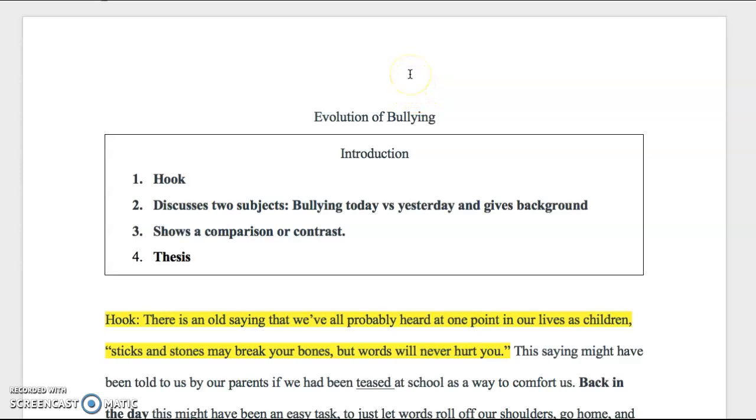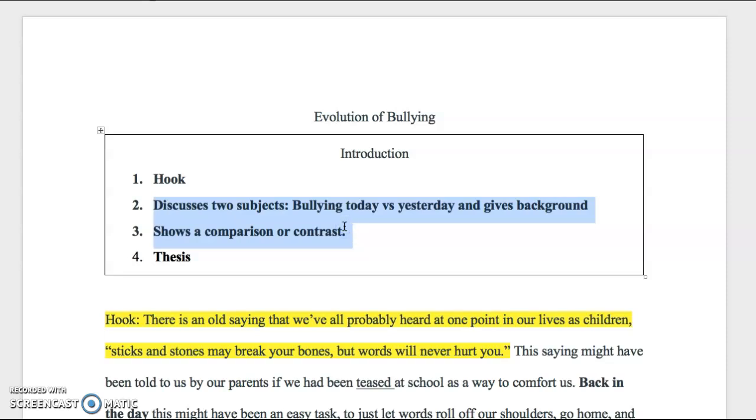So in any paragraph or any essay that requires an introductory paragraph, you need three things. You need a hook, you need a thesis, and you need background information. But the background information for comparison contrast is very specific. In the background, which is 2 and 3, you're going to tell us about your subjects.